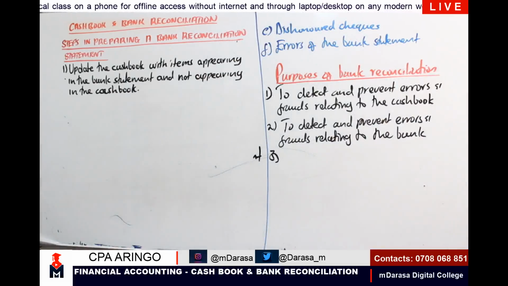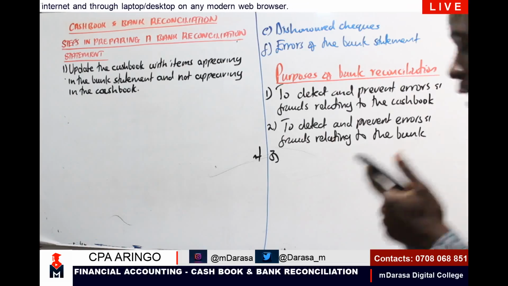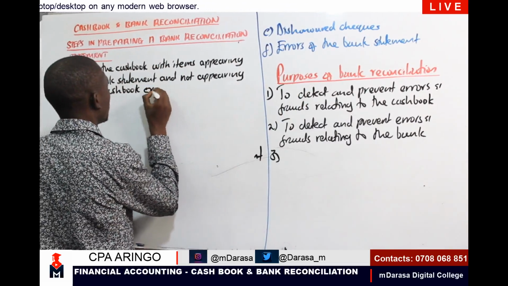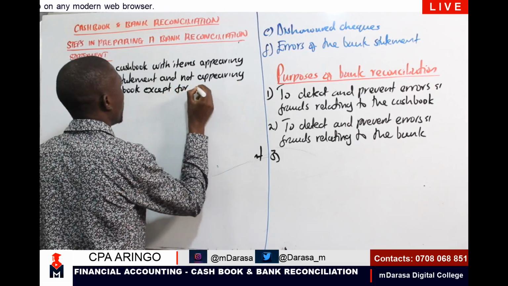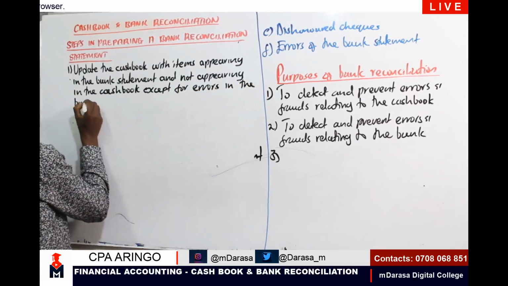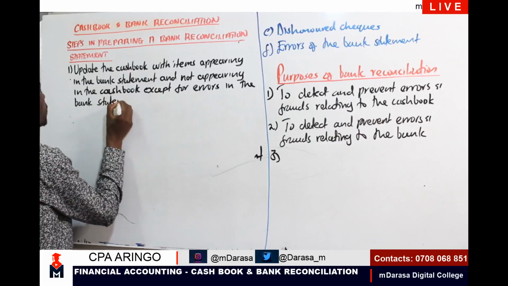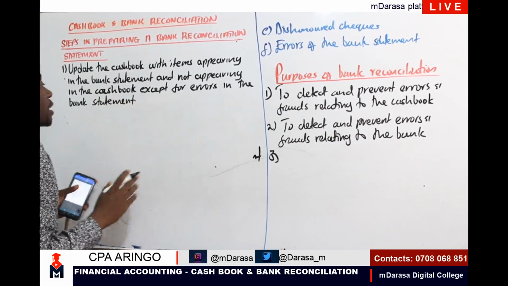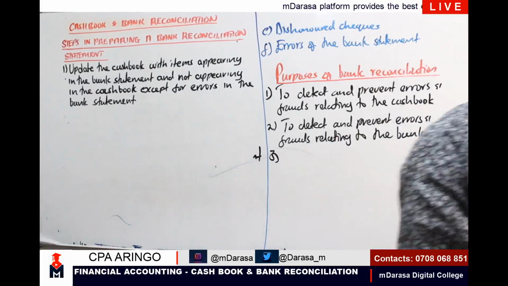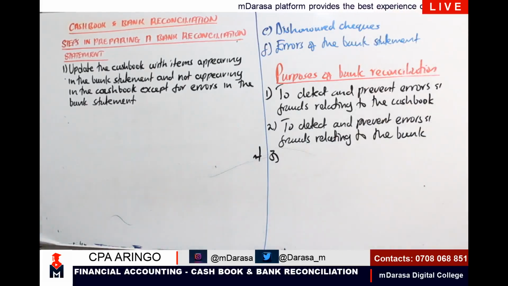So you're saying that the first thing is to update our cash book with items appearing in the bank statement and not appearing in the cash book, except for errors in the bank statement. Because the ones that are in the bank statement, we can't control that. That is beyond us. That is going to be done with the bank. That is beyond us, so we can't control that, right?